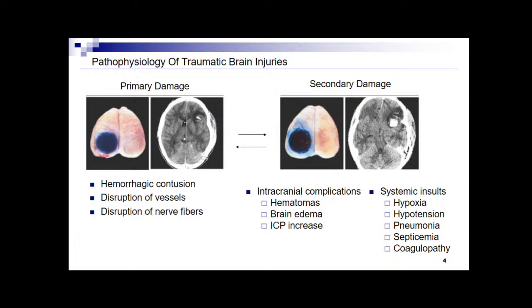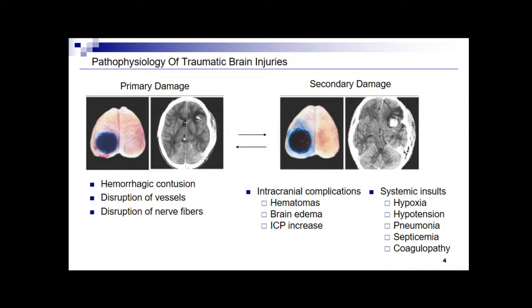So there are three variants of primary damage. First, hemorrhagic contusion of brain tissue with hemorrhage into brain tissue. Disruption of vessels is the cause of intracranial bleeding, and disruption of nerve fibers is the etiology of diffuse axonal injury. And there are many complications of primary damage. They are named secondary damages.